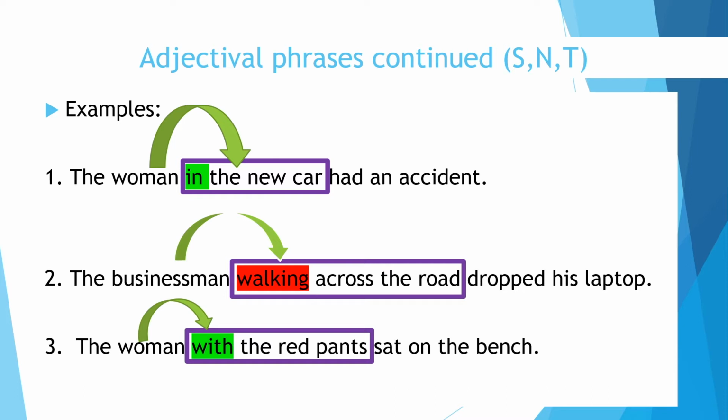Now let's check if it's adjectival. Does it tell us more about the businessman, our noun in the sentence? Yes. So therefore, walking across the road is an adjectival phrase.